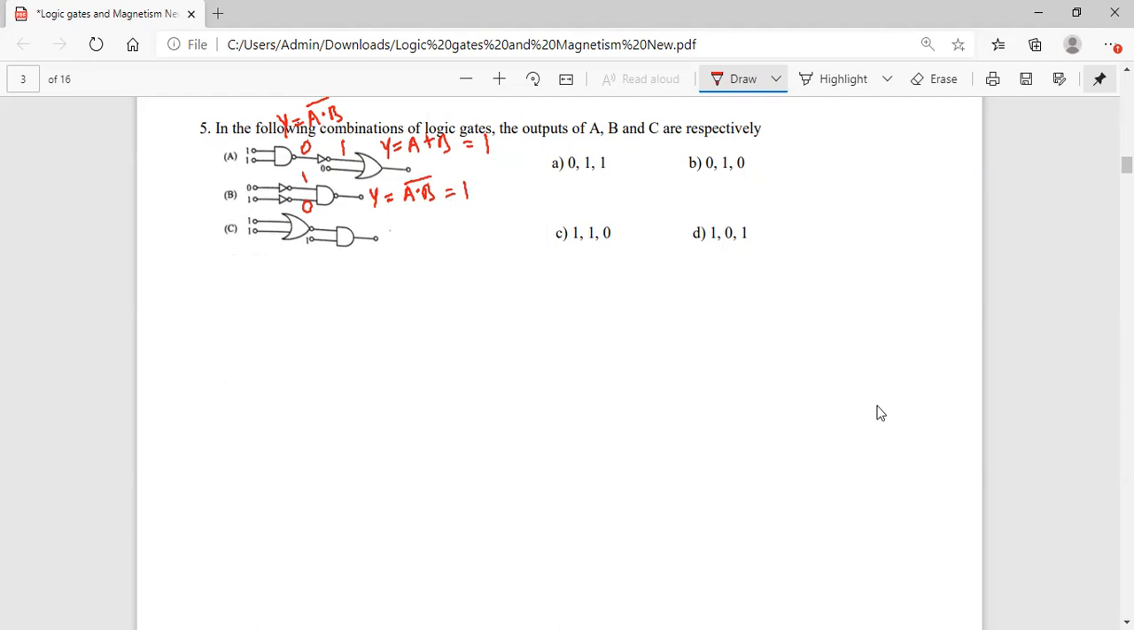Next, C. This is a NOR gate, 1, 1. In case of a NOR gate, output is Y is equal to (A plus B) bar. 1 plus 1 is high, negation of high is low. Then this is an AND gate. Y is equal to AB. So that is 0 into 1 is 0. Therefore, 1, 1, 0. Option C is the correct answer.